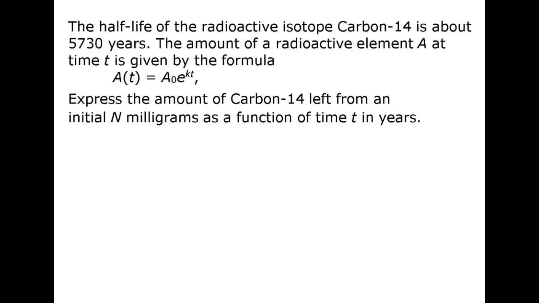So we have to find k. All of these exponential problems, you have to find k. To find k, pick a nice number for A sub 0. So we'll just pick A sub 0 equals 100. We start with 100 for A sub 0, and then after 5,730 years, we're down to 50. That's what the half-life means. In 5,730 years, half of the initial 100 grams has decayed and become another substance.